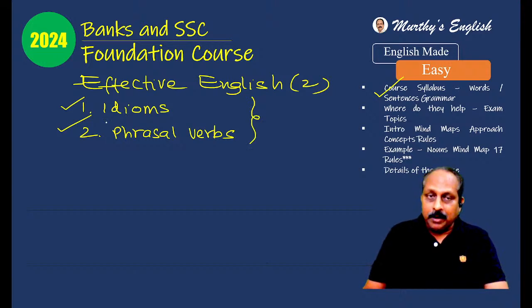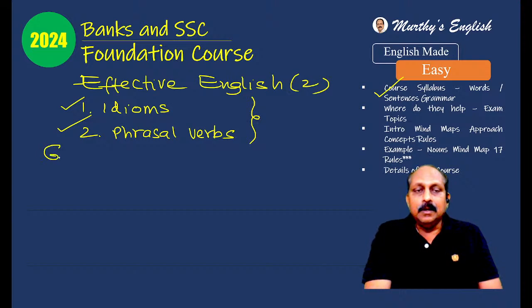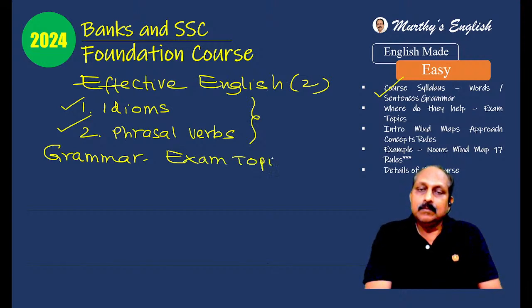In fact, to understand these, you need certain standards. Without those standards, you cannot understand. Now, imagine you have learned foundation course, English to English. This is a syllabus that goes with grammar. Imagine you have learned all the topics. Where does that knowledge help? Grammar based, we have some exam topics. What are the exam topics that come under grammar? One, the most important, error location.